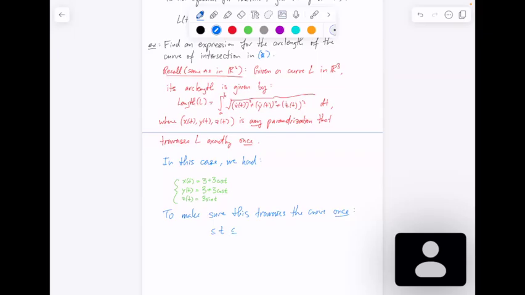To make sure this traverses the curve once, I should restrict t between what and what values? I could do 0 to 2 pi, 2 pi to 4 pi, minus pi to pi, any interval of length 2 pi. So I could try 0 to 2 pi. And why? Well, we want this to encompass the entire curve, with our parameterization here.